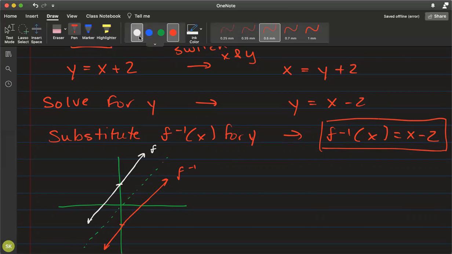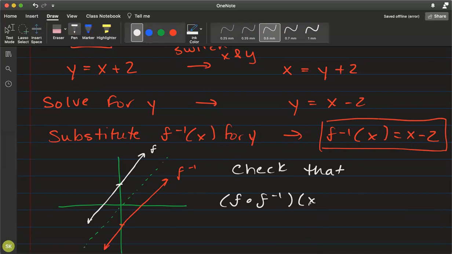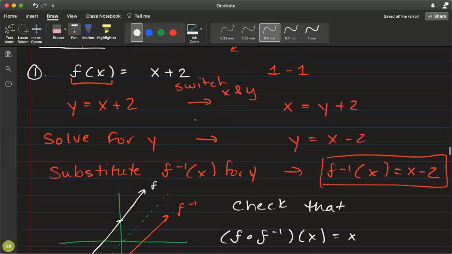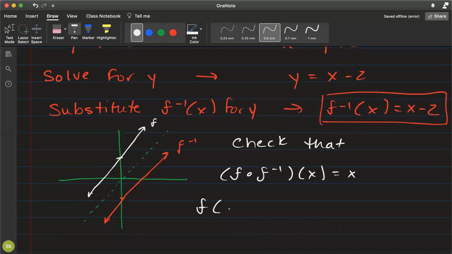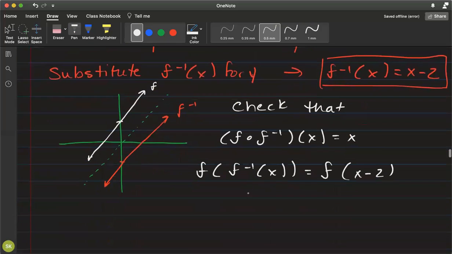Also, something we can do is check that f composed with f inverse of x is equal to x. I'm going to do that very quickly just for this particular example. I'm going to take f and plug f inverse inside, which is taking f and plugging in x minus 2. Well, the function f is x plus 2. So this is x plus 2, but instead of x, I'm putting x minus 2. And you can see that these two 2's cancel and we just get x. So this is correct.